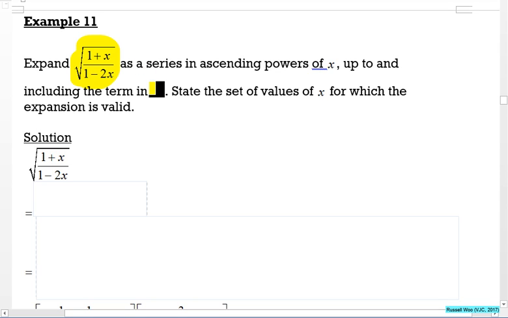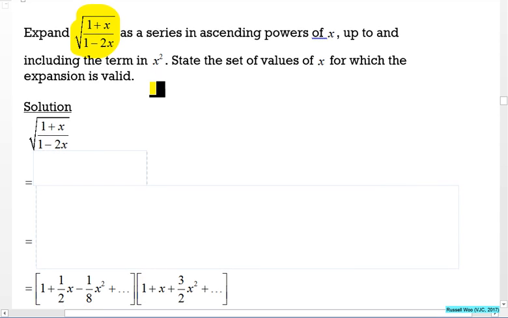It is not of the form 1 plus x to the power of something. Right? It is not of the form. You then have to express it in the form, recall, 1 plus x to the power of something. So how? The idea is to break them up. What do I mean? Let me write this out and you will know what I mean. It is actually 1 plus x to the power of half multiplied by 1 minus 2x to the power of minus half.